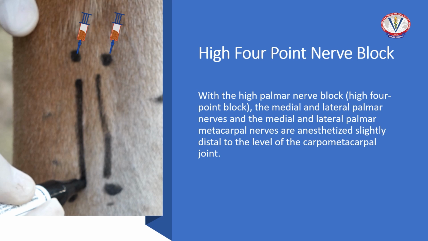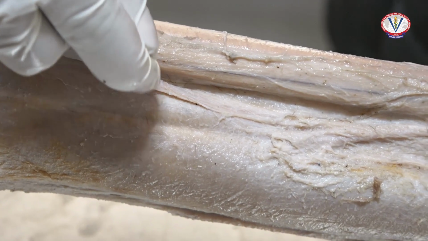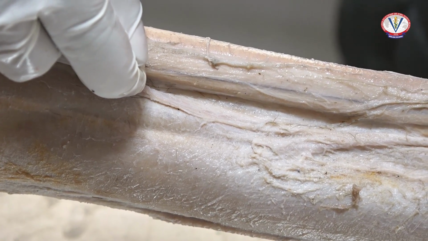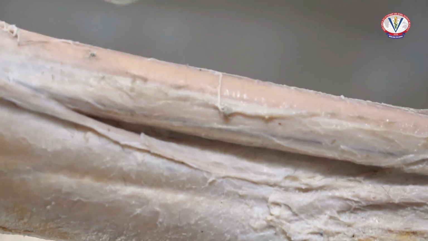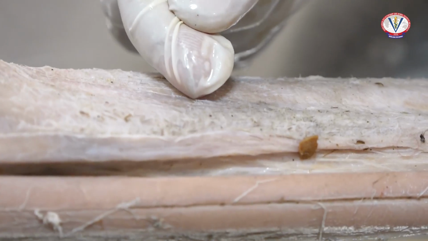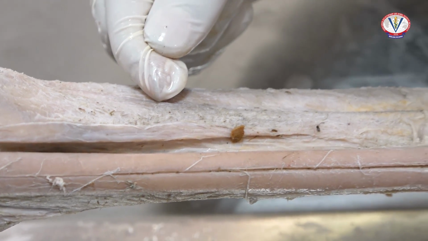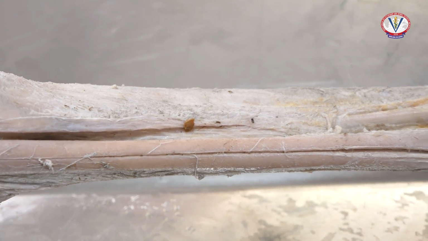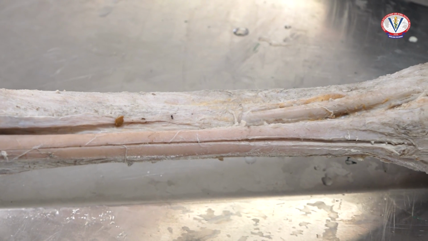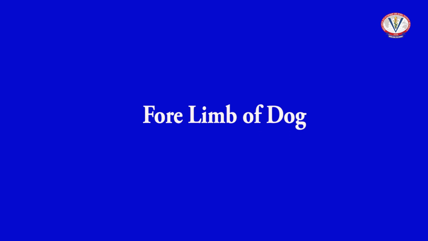The medial and lateral palmar metacarpal nerves are anesthetized slightly below the carpo-metacarpal joint where the nerves lie between the palmar surface of the third metacarpal bone and the axial surface of the second or fourth metacarpal bones.